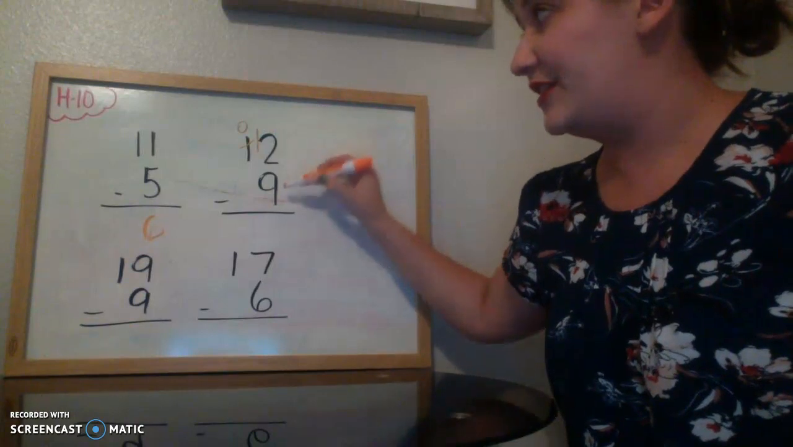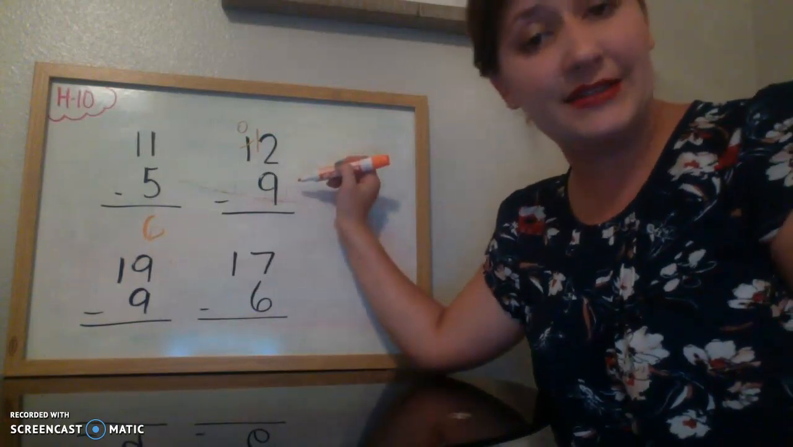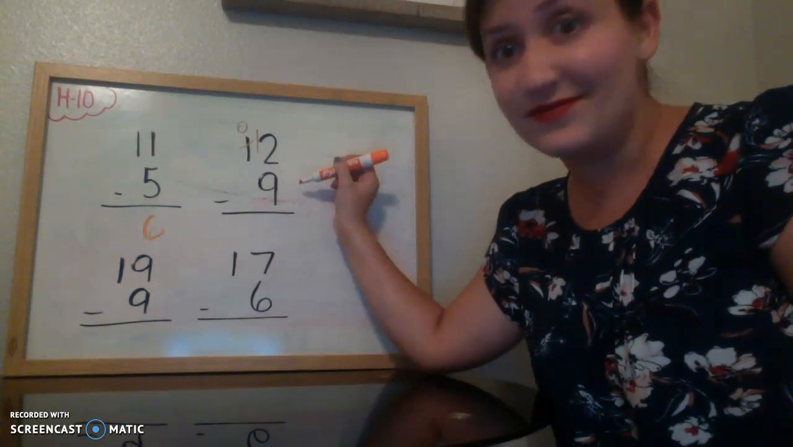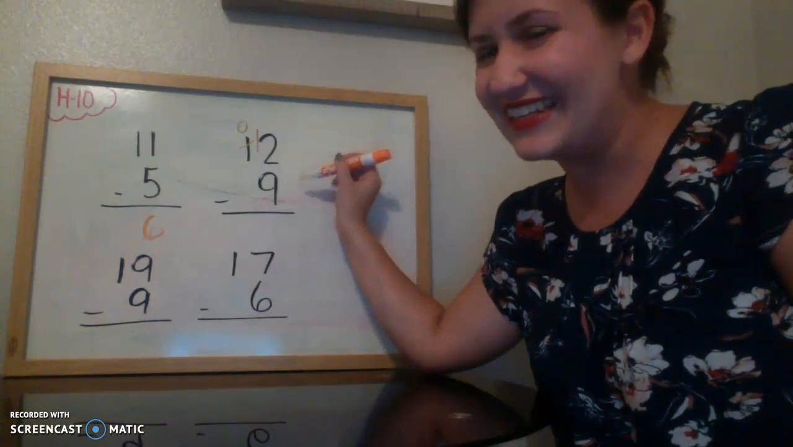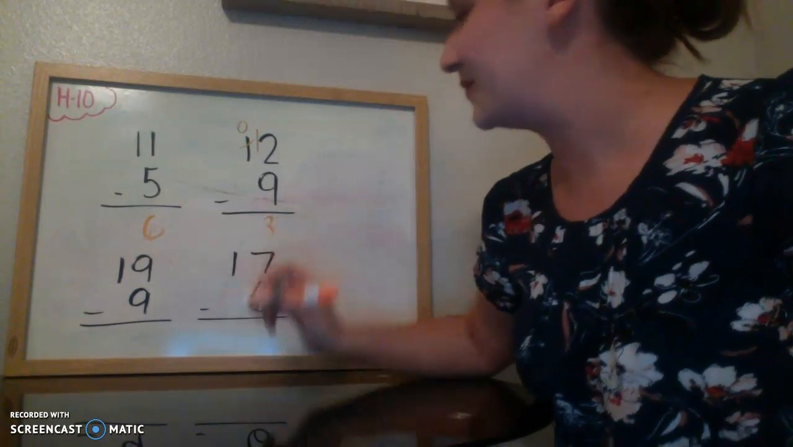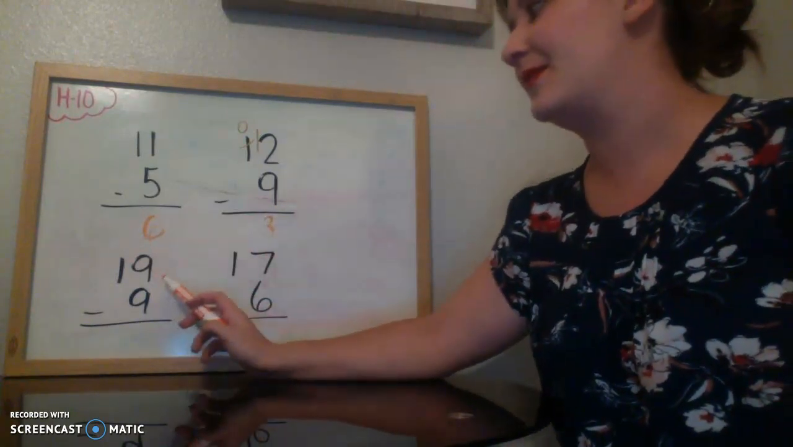So 12 take away 9 is what? 12 minus 9. Did you think of it? Way to go! 12 minus 9 equals 3. Now let's look at this one down here.